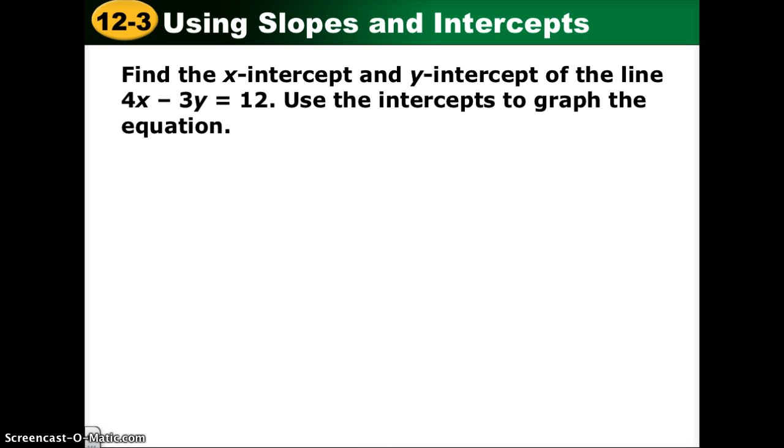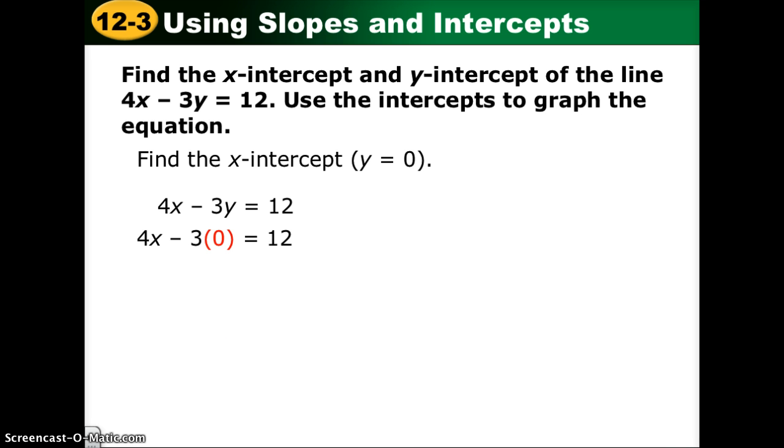We're going to find the x and y-intercepts of the line 4x minus 3y equals 12, and use the intercepts to graph the equation. We've already found the y-intercept from slope-intercept form, and that's still one way we can do that. This is another method if we don't want to change it into slope-intercept form. The x-intercept is the location where y equals 0.